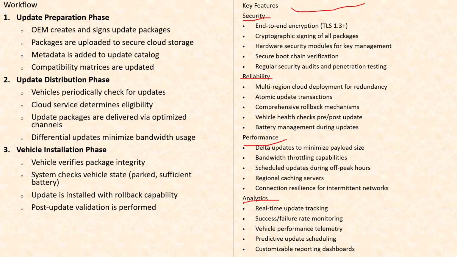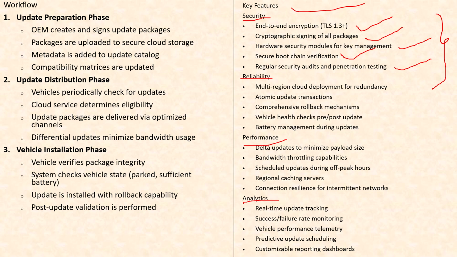Now let's go one by one. When it comes to security, end-to-end encryption is very important. Cryptographic signing of all the packages is equally important. Hardware security models for key management, secure boot chain verification, regular security audits and penetration testing. All these form the building blocks of the security.